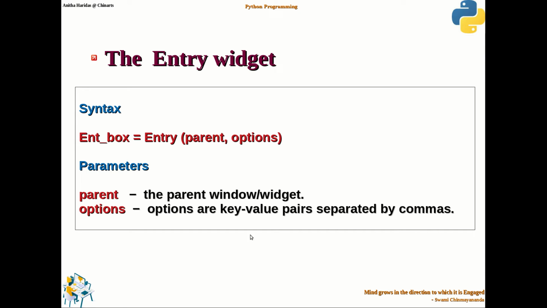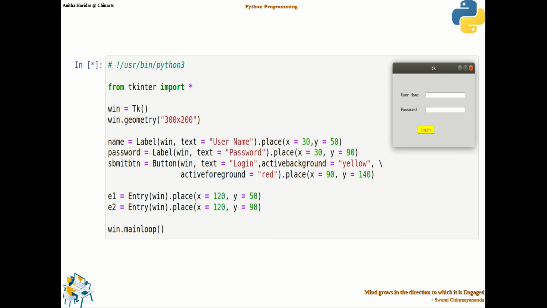So let us see what is the syntax of the widget. The syntax is nothing but the entry, the parent window or a parent widget is to be specified as the first argument, following which you can have key value pairs of options separated by commas. So this is an example code. Please observe the code. We will work out the code also.